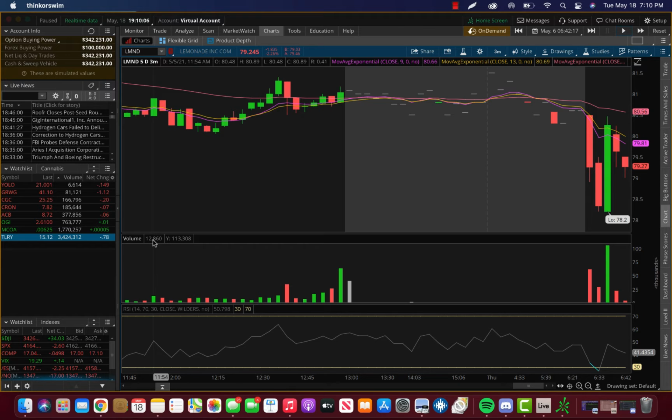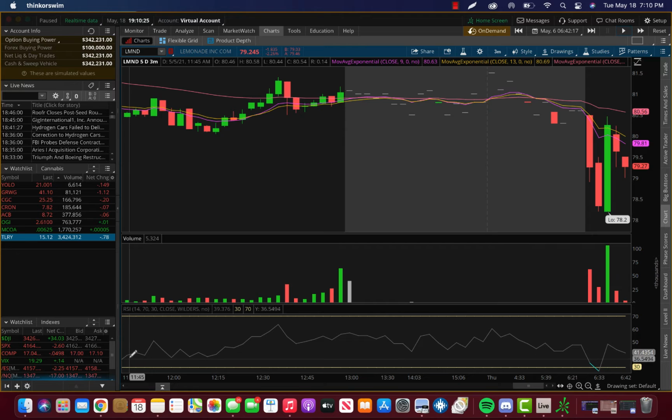That's what volume is, and it's a great indicator to let you know, okay, are there a lot of people in this particular trade right now? Are there a lot of people interested in trading this particular company? And then we have RSI, which is relative strength index.